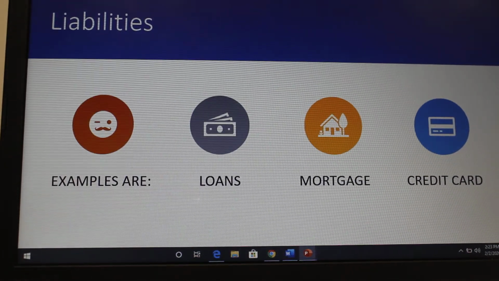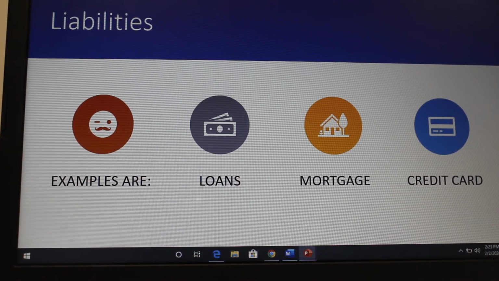Now in terms of liabilities, we look at that which is owed. So it is a financial obligation, so we owe a third party. So it could be a loan, it could be a mortgage, it could be a credit card. These are some examples of liabilities.